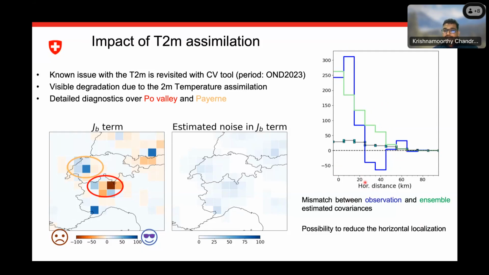What we see is that after 25 kilometers of distance from the radiosonde, horizontally, the ensemble covariance starts to have a large mismatch. It should be noted that in our operational system for the surface observations, we are using a horizontal localization scale of 50 kilometers. So this again points to a possibility that, at least for the surface 2-meter temperature observations, we may be using a very large localization scale. So we may have to reduce the horizontal localization.